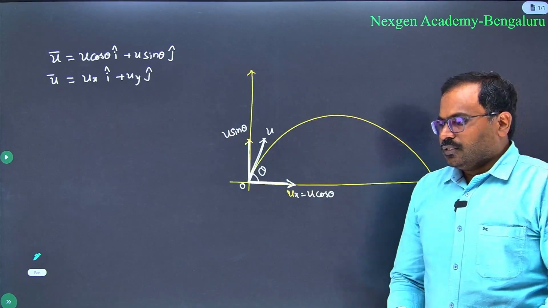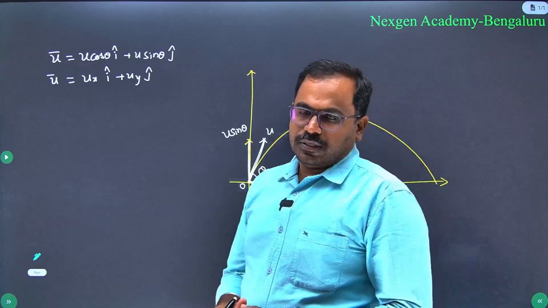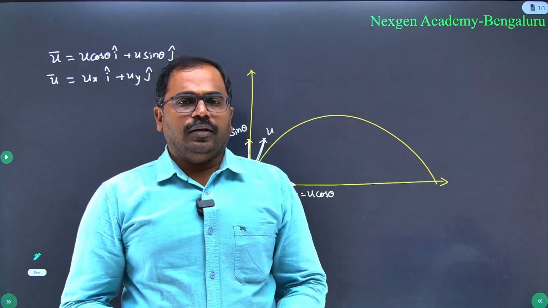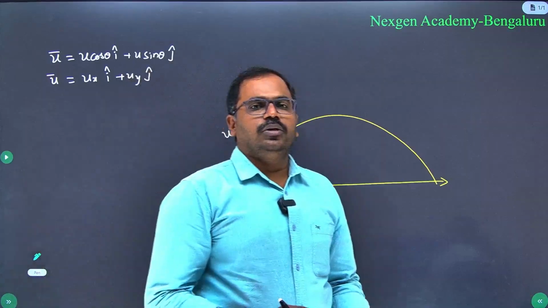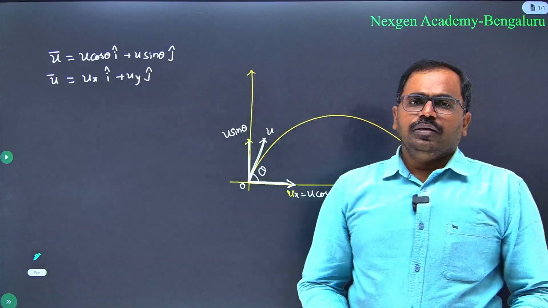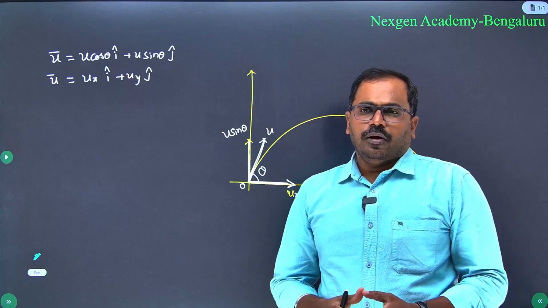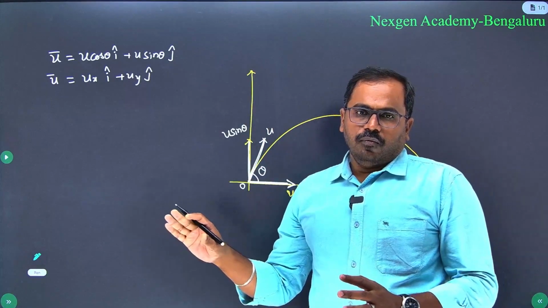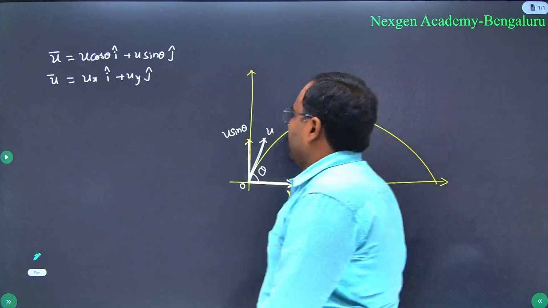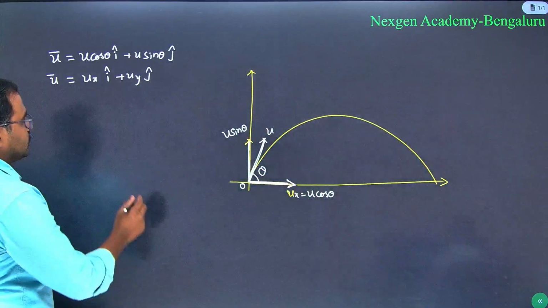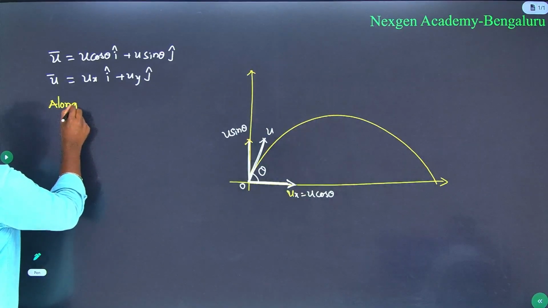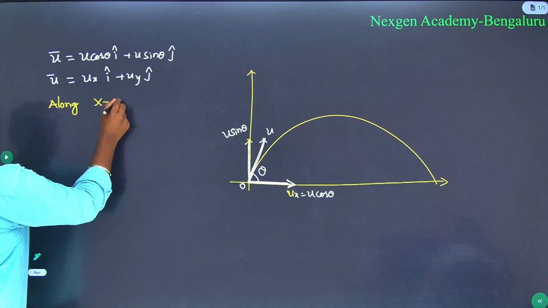Now, the motion of the projectile, I am going to discuss along two directions separately. I am going to resolve this motion into two directions: one is horizontal motion, another is vertical motion. So first, horizontally and vertically, we are going to discuss separately, right? Let me take the horizontal motion, or motion along the x-axis, separately.